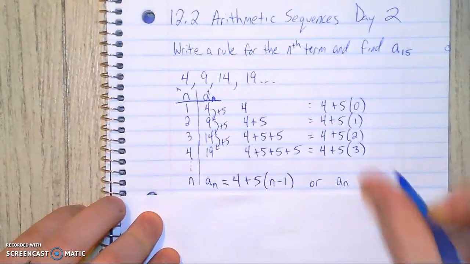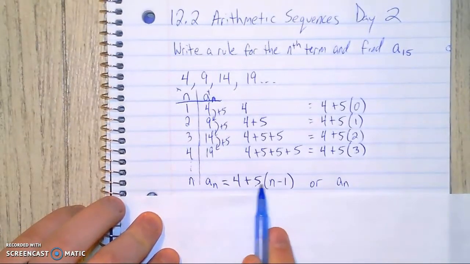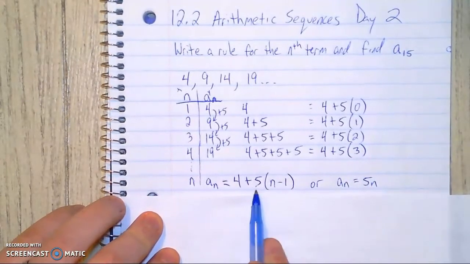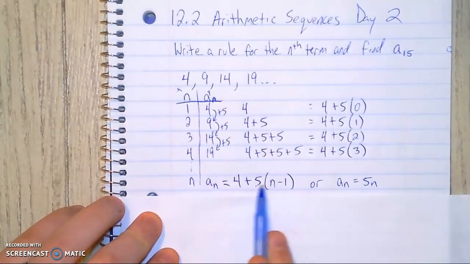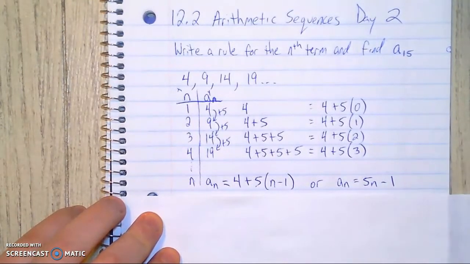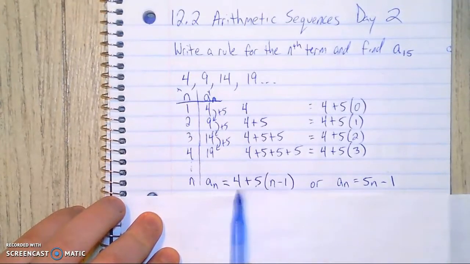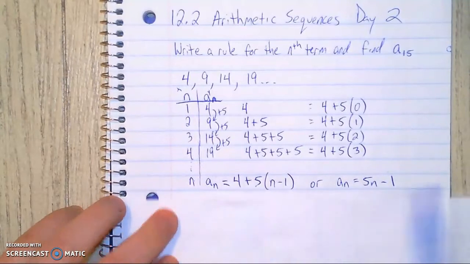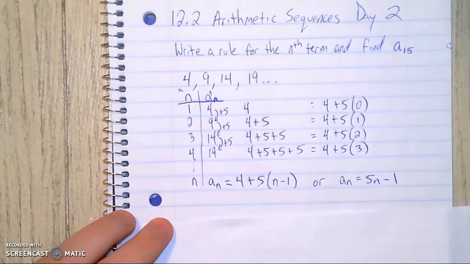If I see this as 5 times n, that's 5n. And then 5 times negative 1 was negative 5, but there was also a 4 here, so it's 5n minus 1. You could work that out and see that these are equivalent. So this is the form I get by following the pattern. This is a simplified form, and now I can use this to easily find a sub 15.